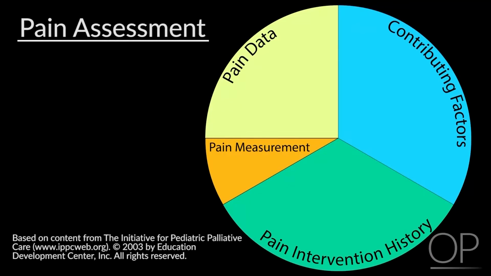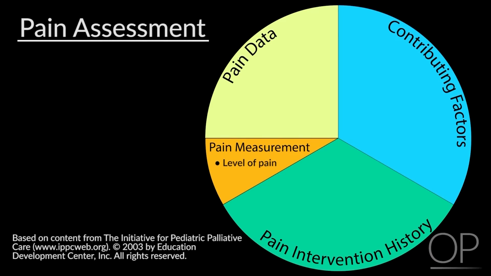This figure is a pie chart format of the various complexities of pain assessment in all patients, but particularly in children. We often think about pain assessment as a number. What is the number out of 1 to 10? How bad is the pain? But as you can see in this chart, the pain measurement is only a tiny sliver of the overall data that we need to take into account when we're trying to assess pain in patients.